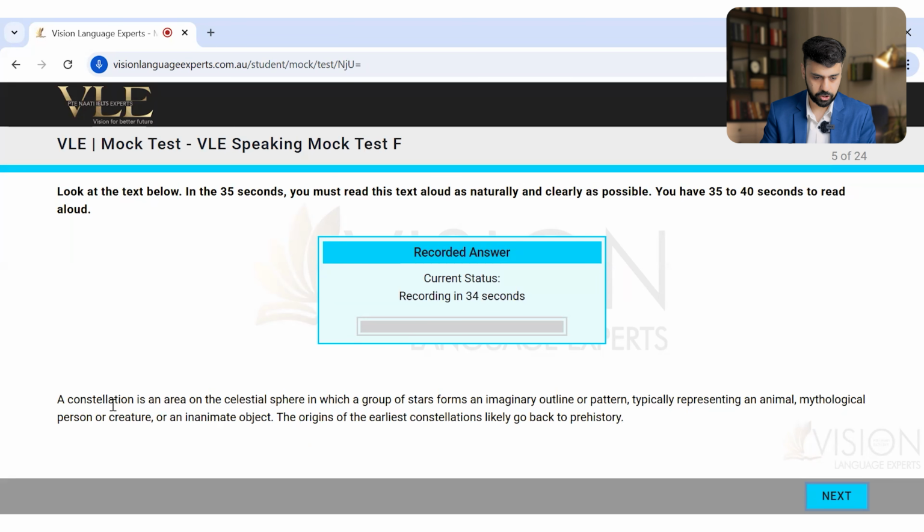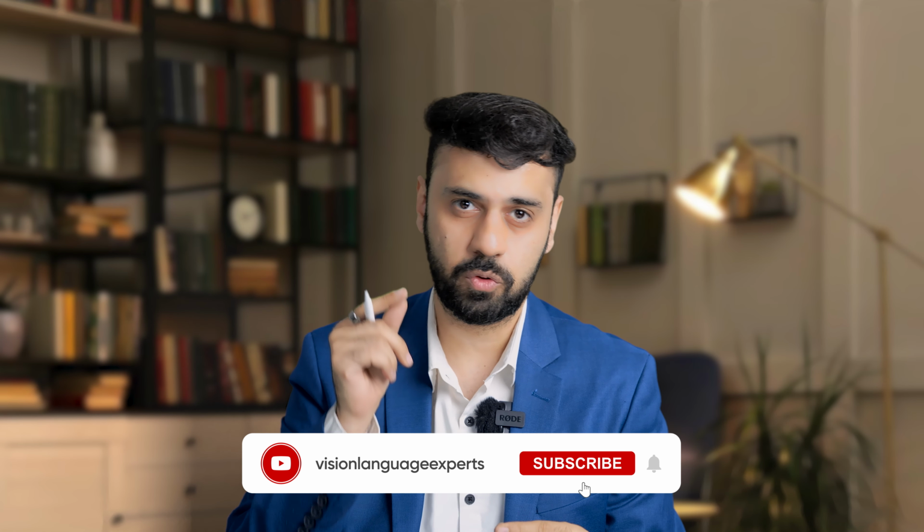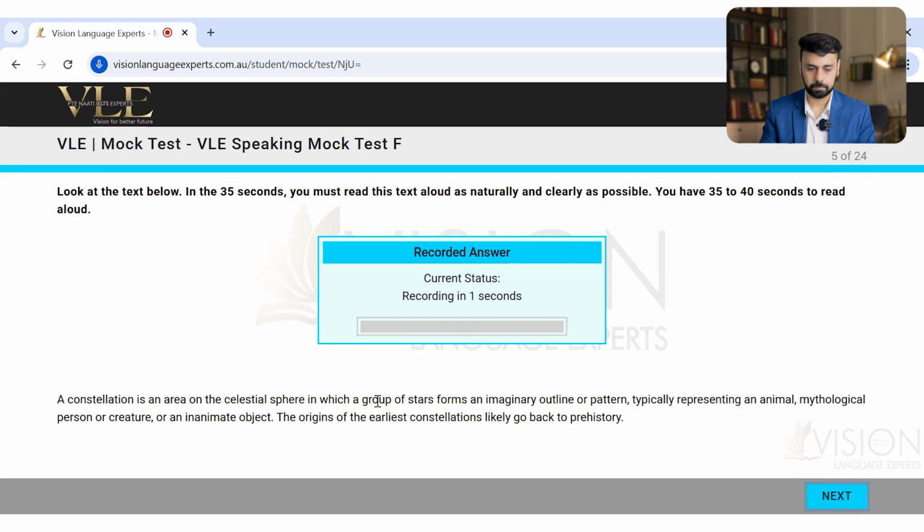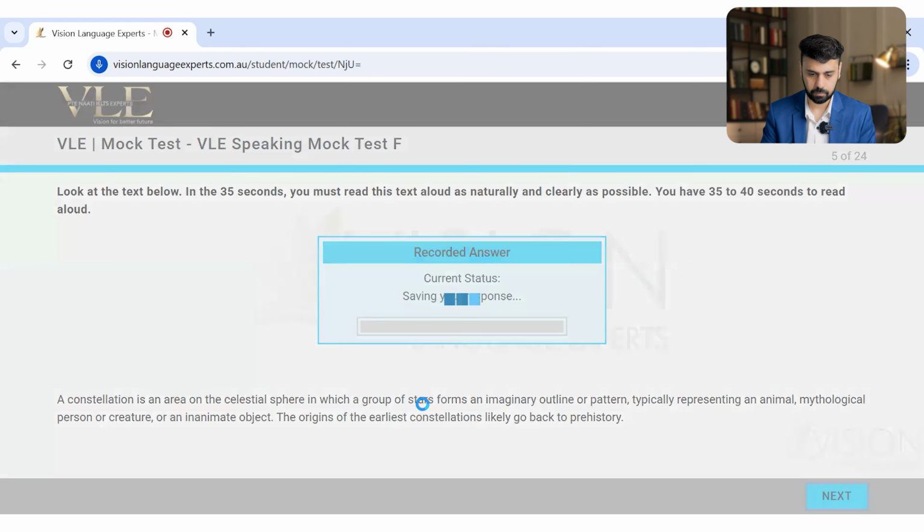A constellation. 1 2 3 4 5 6 7 8 9 10 11 12. A constellation is an area on the celestial sphere in which. For 6 each and 7 each, if you're stuck on a particular word and you're not able to pronounce it, you can skip it and speak an extra word. I'll show you. Let's say I don't know how to speak celestial, I will speak the next words instead. A constellation is an area on the sphere in which a group.